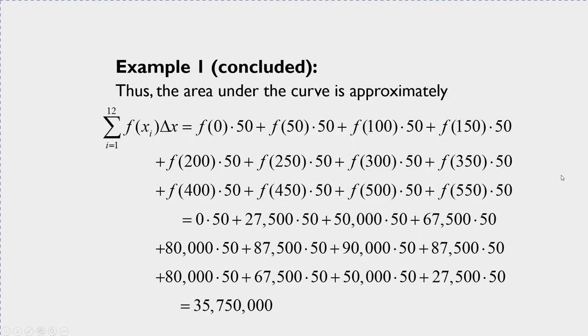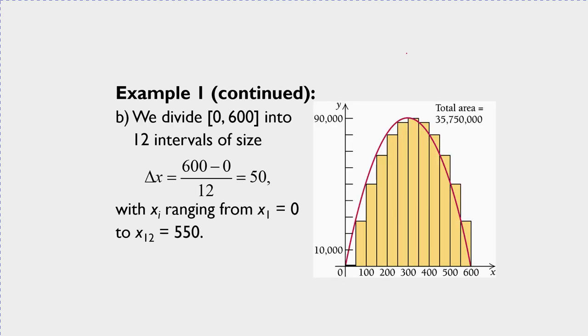If you go through this, you won't get the same area, as you'd have a different number of rectangles. We approximate the area this way as 35,750,000. So what we're seeing here, the main takeaway: more rectangles are better.